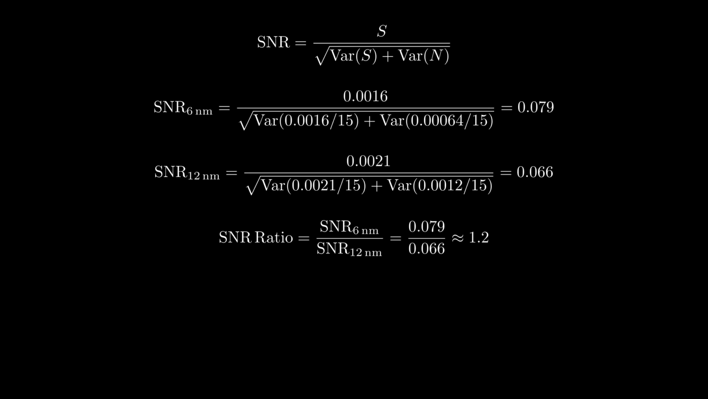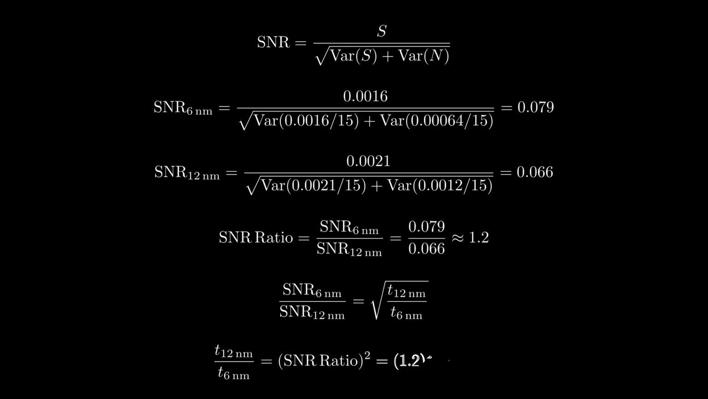If the SNR ratio is 1, then there's no major advantage of one filter over the other. However, even small differences in this SNR ratio can add up quickly. SNR scales as the square root of the total integration time. We can say that the SNR ratio is equal to the square root of the ratio of the total integration times of the filters. If we square both sides and solve, then we see that the 12nm filter needs 1.44 times the integration time to match the 6nm full-width half-max stacked SNR.